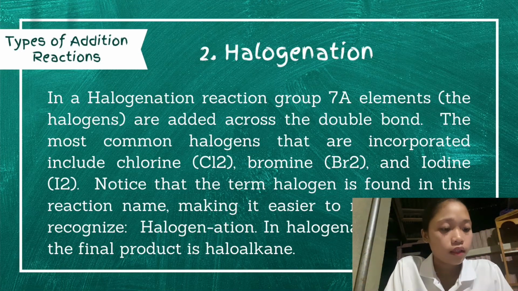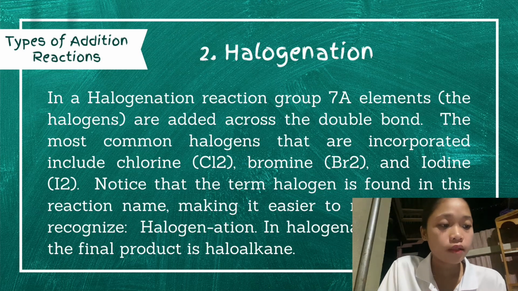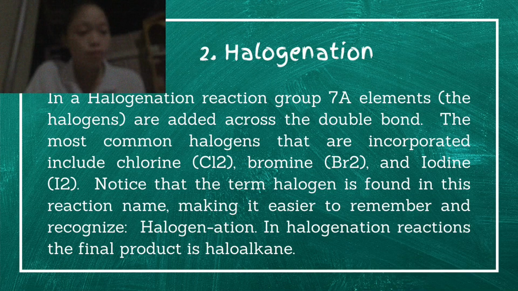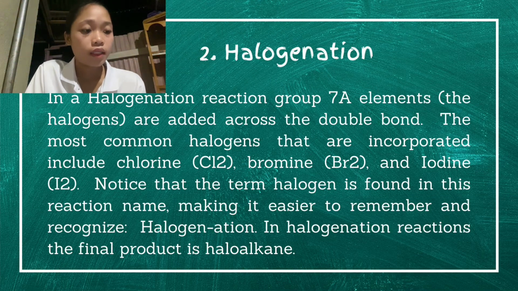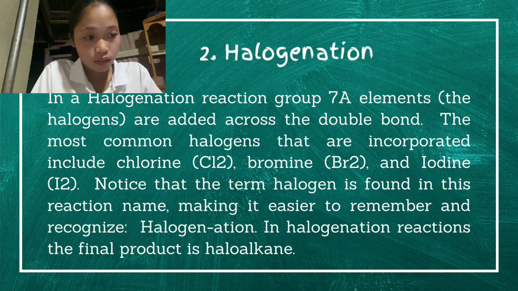For the addition reaction type called halogenation, the group 7A elements, or the halogens, are added across the double bond. The most common halogens that are incorporated include chlorine, bromine, and iodine. Notice that the term halogen is found in this reaction's name, making it easier to remember and recognize. In simpler terms, halogenation is the addition of a halogen to an alkene.